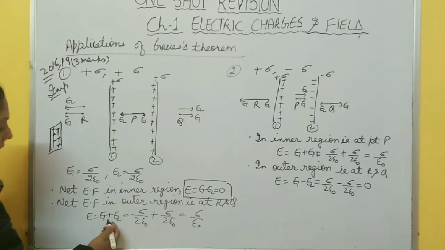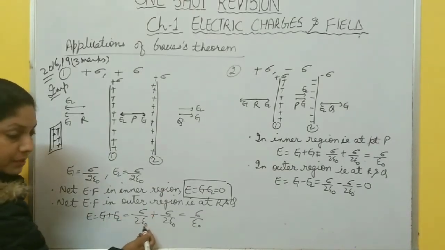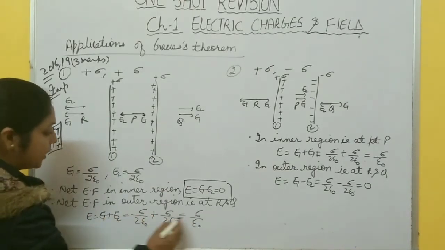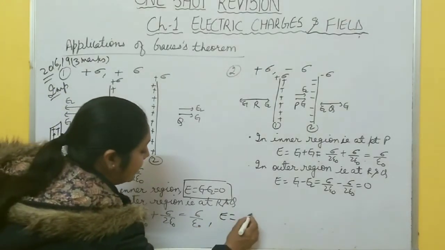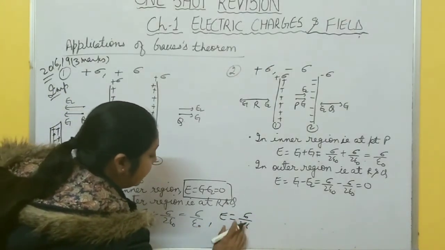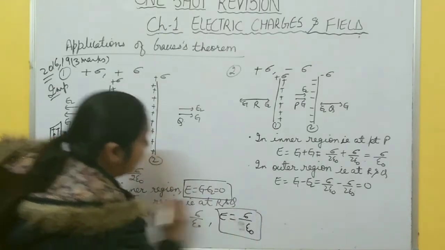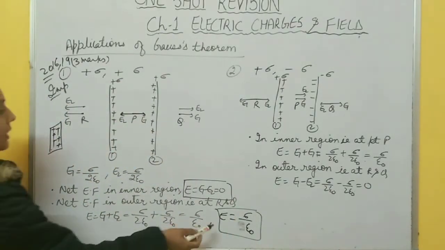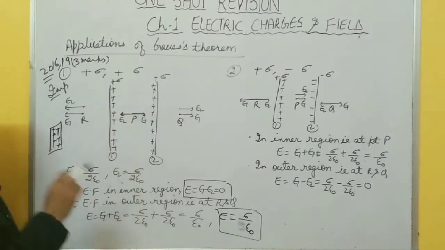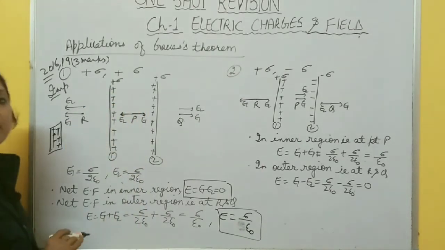So, total electric field is in the same direction. Both are added, E1 plus E2, sigma by 2 epsilon naught plus sigma by 2 epsilon naught. Total electric field outside the region becomes sigma by epsilon naught, right? This is the case when both plates have same charge density plus sigma and plus sigma.